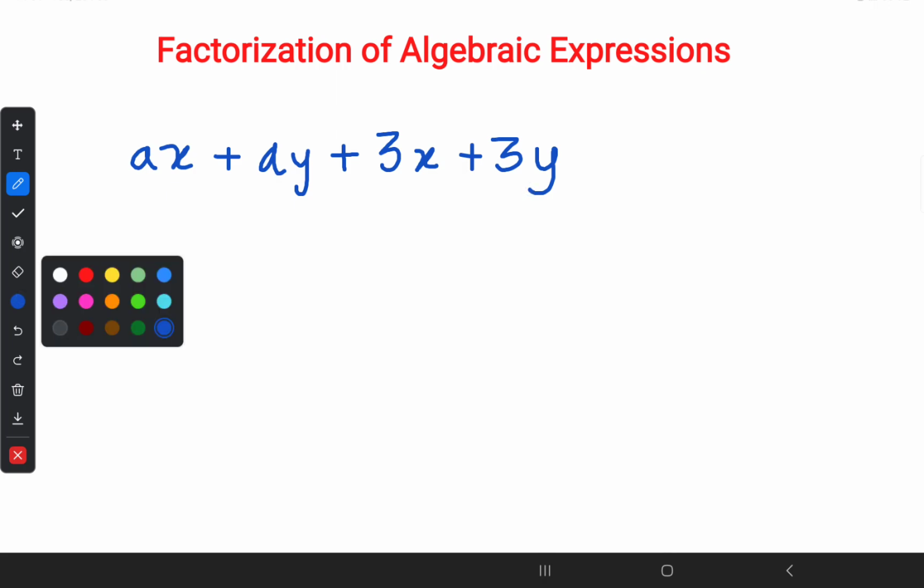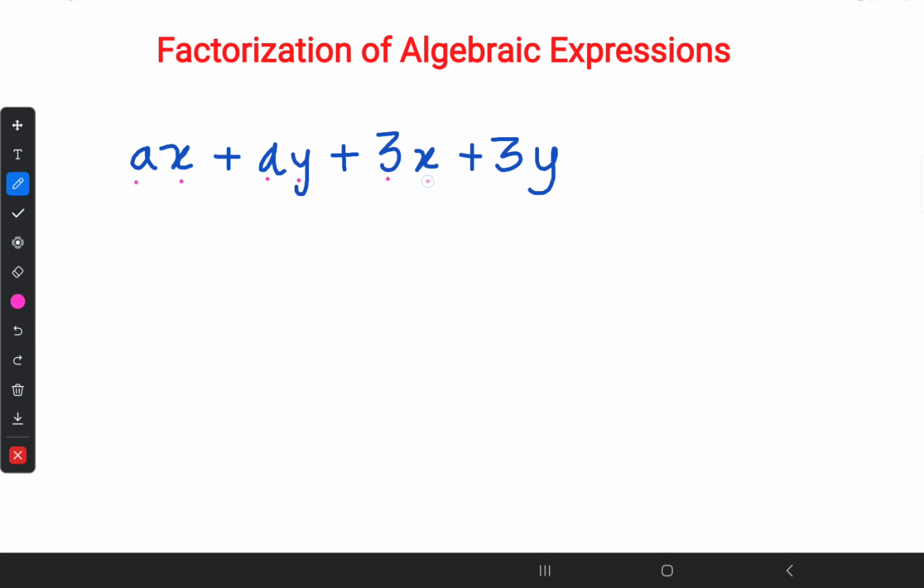So here, let's check if there is any common factor belonging to all these values. Here we have ax, ay, 3x, 3y. There is no common factor belonging to all these four components. So we are going to split them into two pairs.